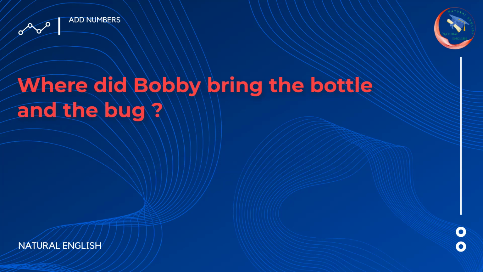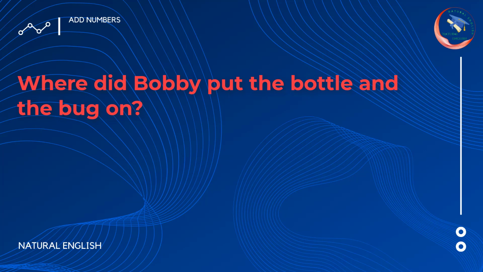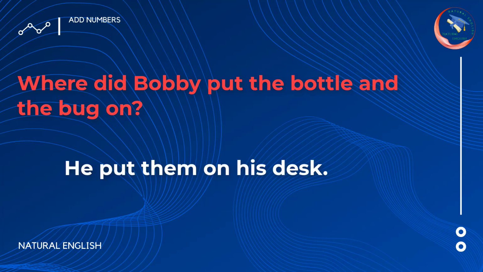Where did Bobby bring the bottle and the bug? He carefully brought the bottle inside his house. Where did Bobby put the bottle and the bug? He put them on his desk.